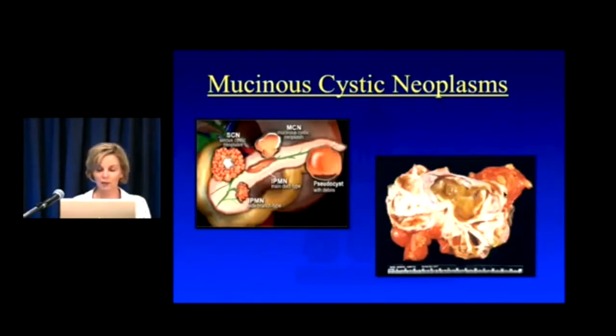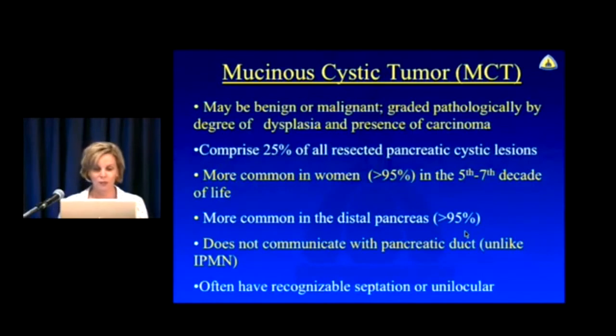Okay, here's a pathology example. And you can see it looks very different than the serous cystadenomas. These tend to be larger cysts. They can be multilocular or unilocular, but they tend to be bigger, the size of the cyst, and more soft tissue component. So mucinous cystic neoplasm, so this is the parenchymal variety, can be benign or malignant, and they're graded at pathology depending on how much dysplasia they have or the presence of frank carcinoma.